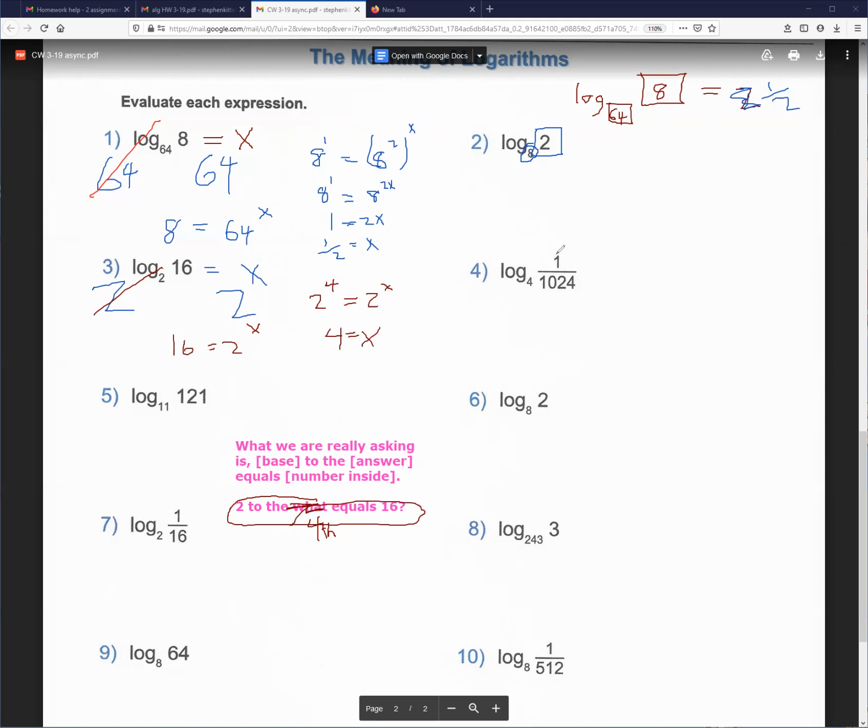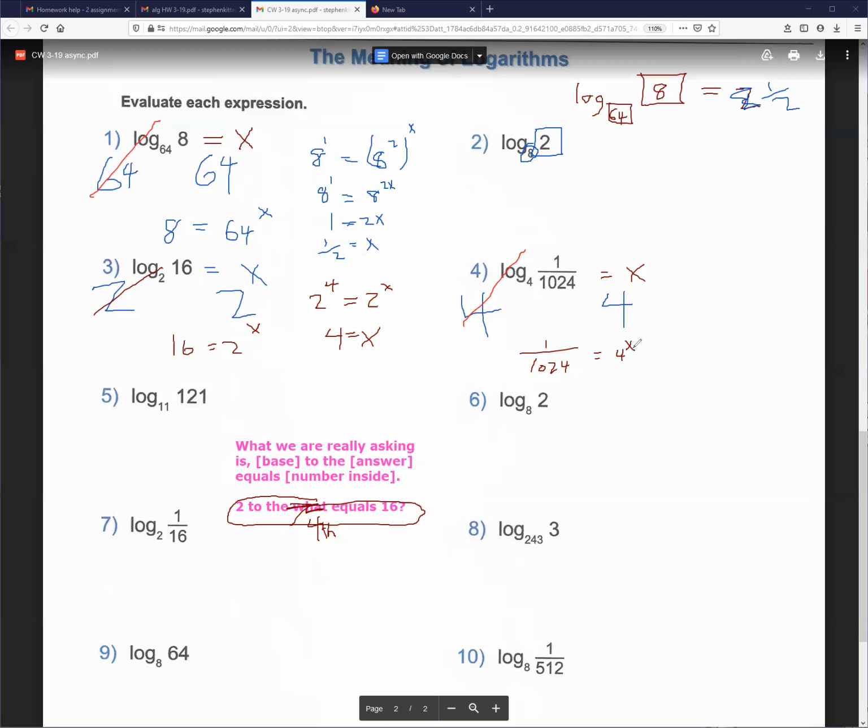And if there is an actual fraction involved, the only way to get that is with a negative exponent, so the result will be a negative number. So let's illustrate that with number 4. We're going to say log base 4 of 1 over 1024 equals x. So we're going to do 4 to the power on both sides. 4 to the log base 4 of 1 over 1024 is equal to 4 to the x. So 1 over 1024 is equal to 4 to the x.